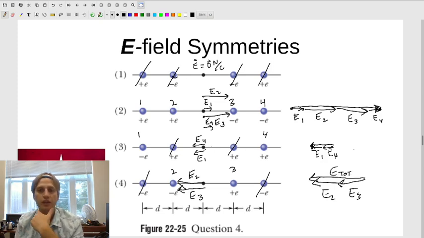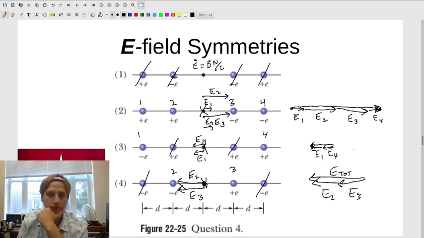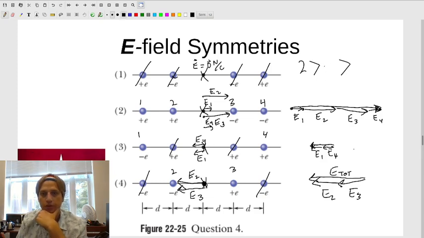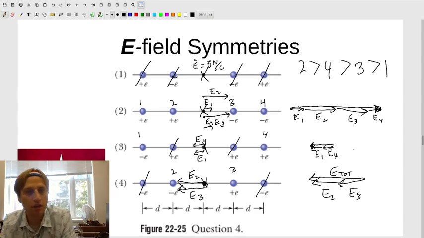And the thing to be aware of is that electric field is attached at this point in space, so we can't really just move it around. But it's pretty easy to see here that my 2 is going to be bigger than my 4, which is going to be bigger than 3, which is going to be bigger than 1. Okay? So that's how we think our way through.